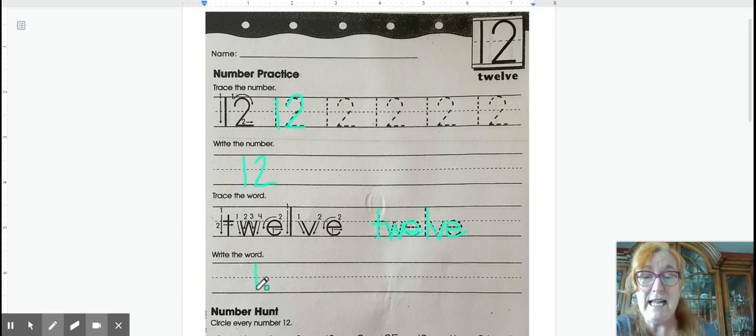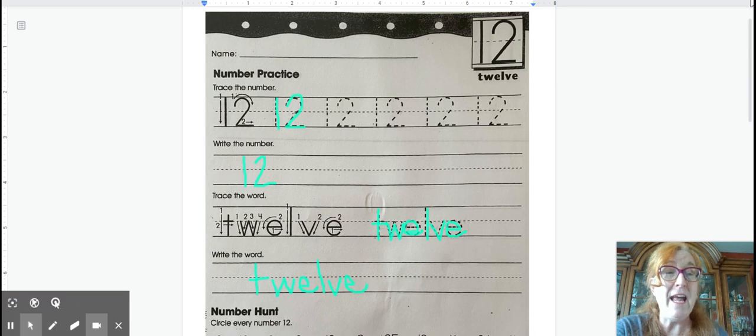We have T, it's a tall letter. Then the W and the E are in the grass, so I keep them between the dotted line and the bottom line. That's the spacing for E's and W's. And an L is a tall letter again. And then a V and an E are in the grass, so I keep those between the middle and the bottom.